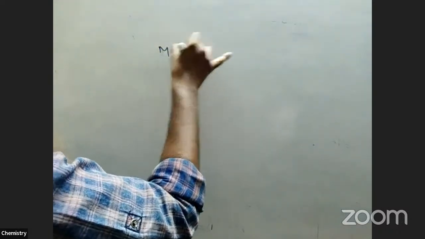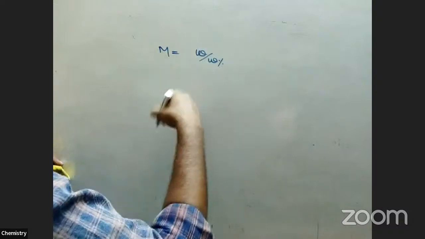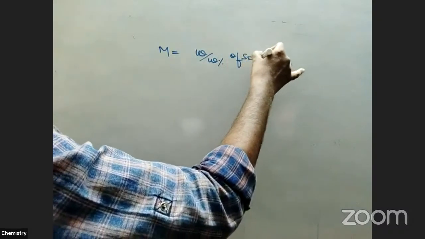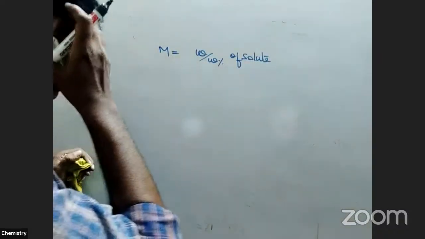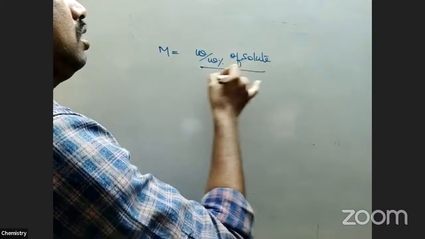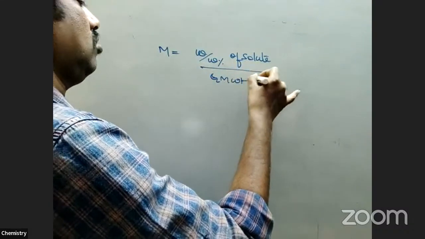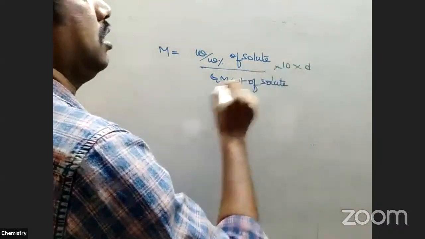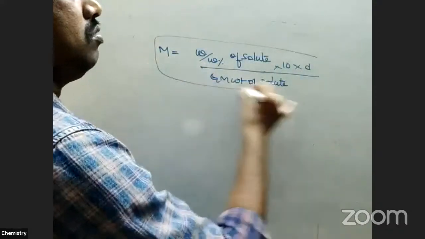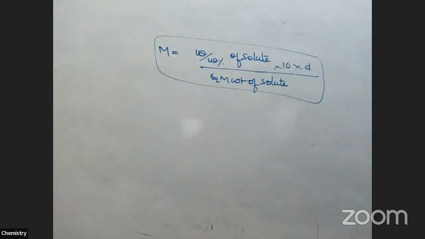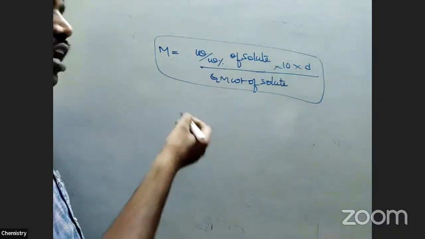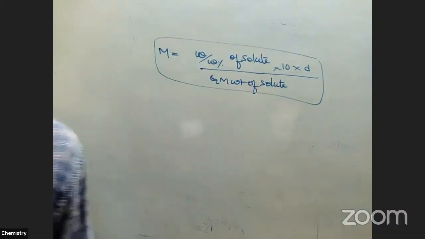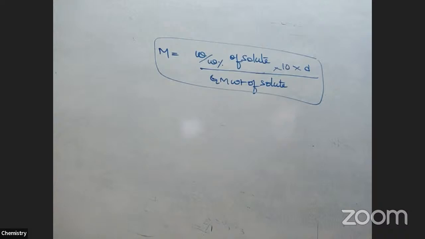Molarity is equal to weight by weight percent of solute by gram molecular weight of solute into 10 into density. Use this formula also to find out the molarity of solution. Next, molarity is inversely proportional to volume. If a solution is diluted, molarity always decreases.